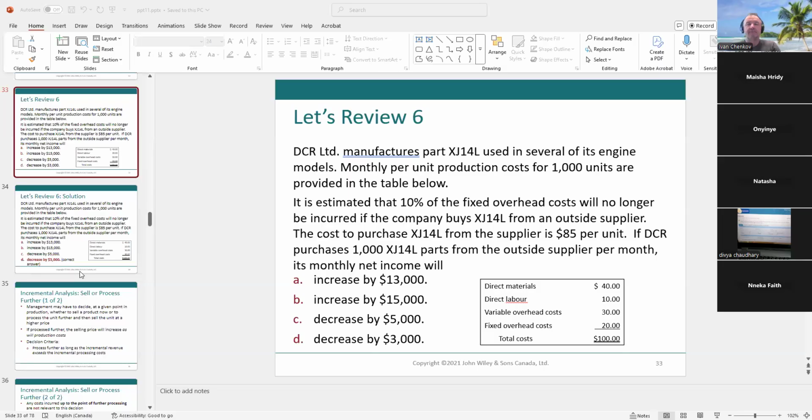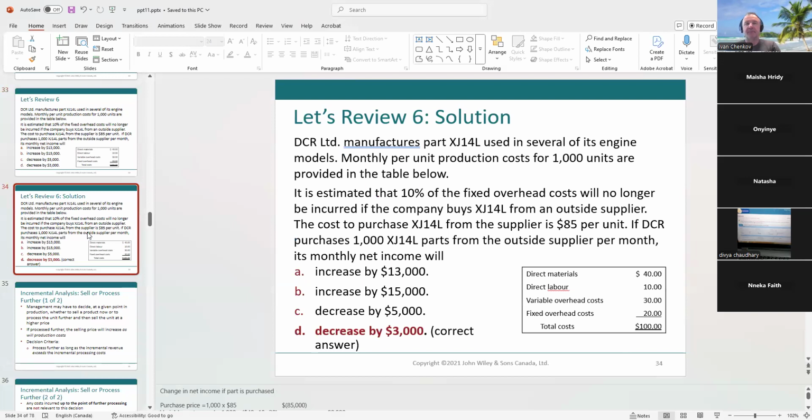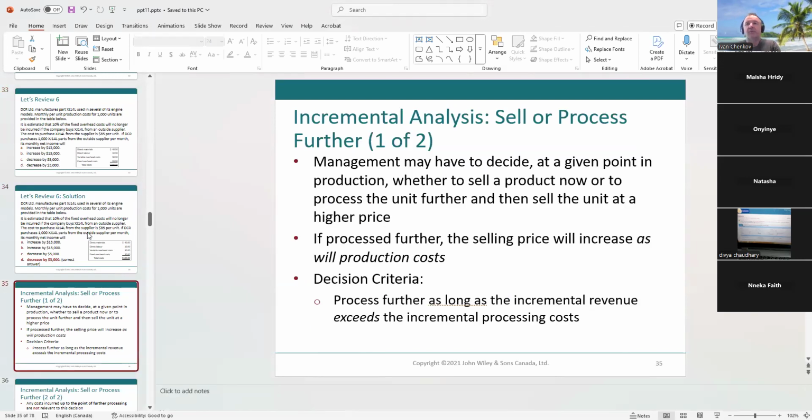So let's go now to the next one. Keep going with the slides. Obviously, our income is going to decrease by $3,000, and now we know why. So now let's go with the sell or process further decision. If you remember from class, I made you this chart, and we decide which product we make and which one not to make.